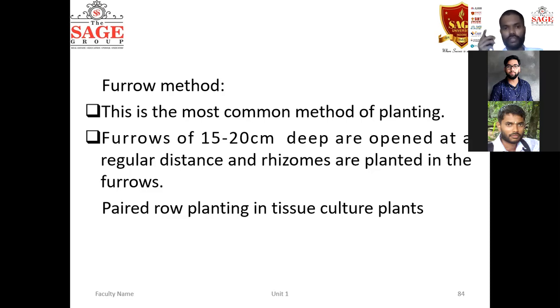So there will be a distance of almost 2 meter or 1.8 according to your spacing required. So keep that much distance between the two plants also and go on planting.